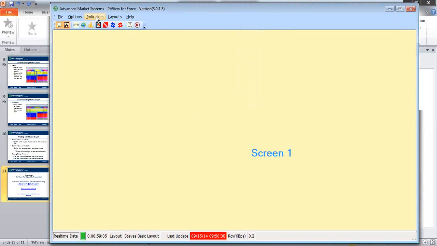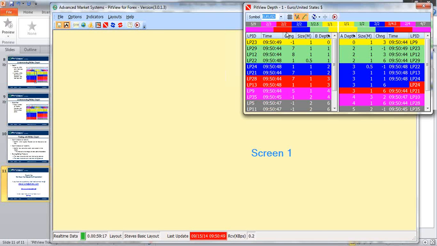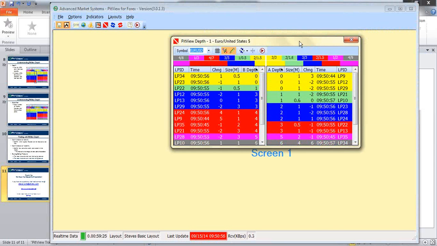What you can do is go up here under indicators and go to open PitView depth. Or what you can also do is, if you look at this thing that looks like a scuba sign on here, you can open it there also. All right.